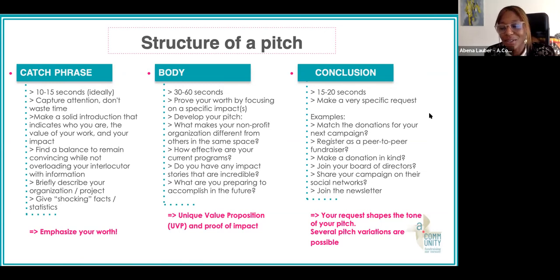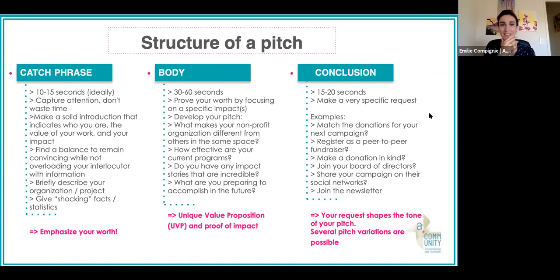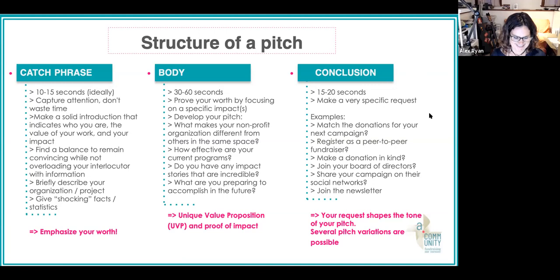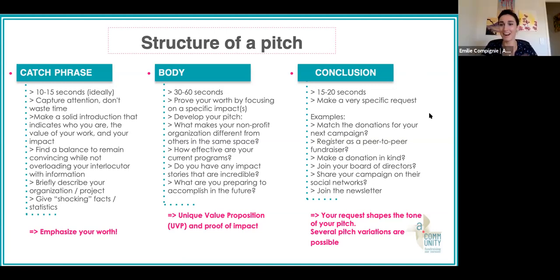Emilie, do you want to go? Yeah. So there's lots of very interesting things and very good elements. For me, that would be probably much more the body than the catchphrase. Okay. Because you're giving the whole, how effective you are, and then everything, and you even have the conclusion in the end. So it was almost kind of a complete pitch. Just probably a few things could be added.